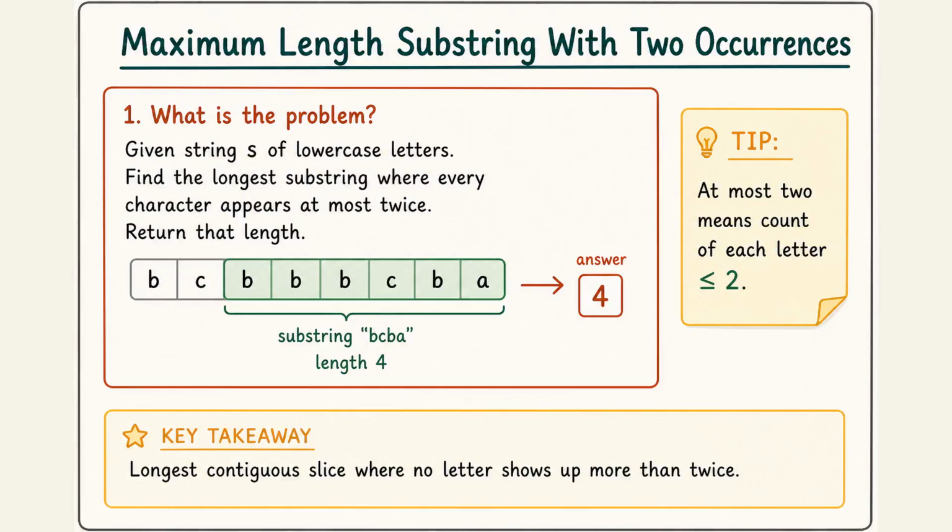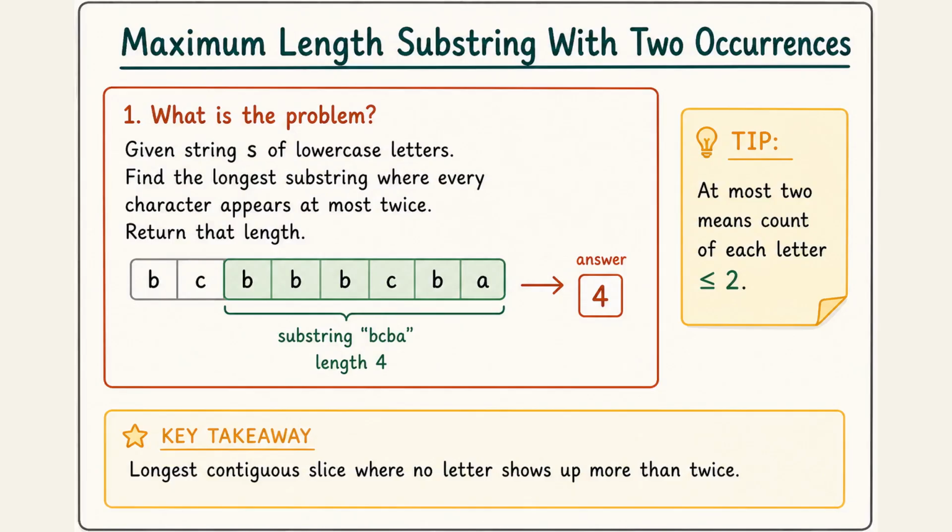Welcome to maximum length substring with two occurrences. You are given a string S of lowercase letters. Find the longest contiguous substring where every character appears at most twice, then return that length. For example, in BCBBBCBA, one valid answer window has length 4.